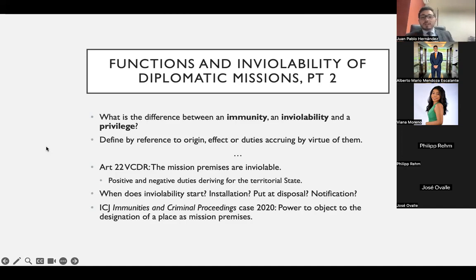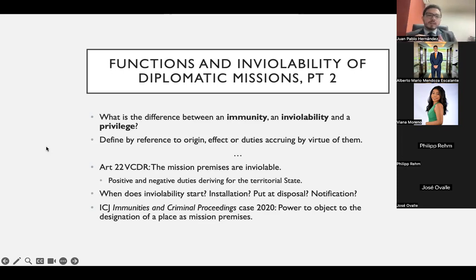And while the VCDR doesn't have any definitions of inviolability, immunity, or privilege, the difference between these concepts can be gauged by looking at the position expressed by one of the members of the commission, Professor Ferdros. Professor Ferdros conceived of the distinction between these three concepts as follows. First, a privilege is a right that is enjoyed by the sending state. And he considers this concept to be very broad. It is a general terminology that encompasses a very broad spectrum of rights.